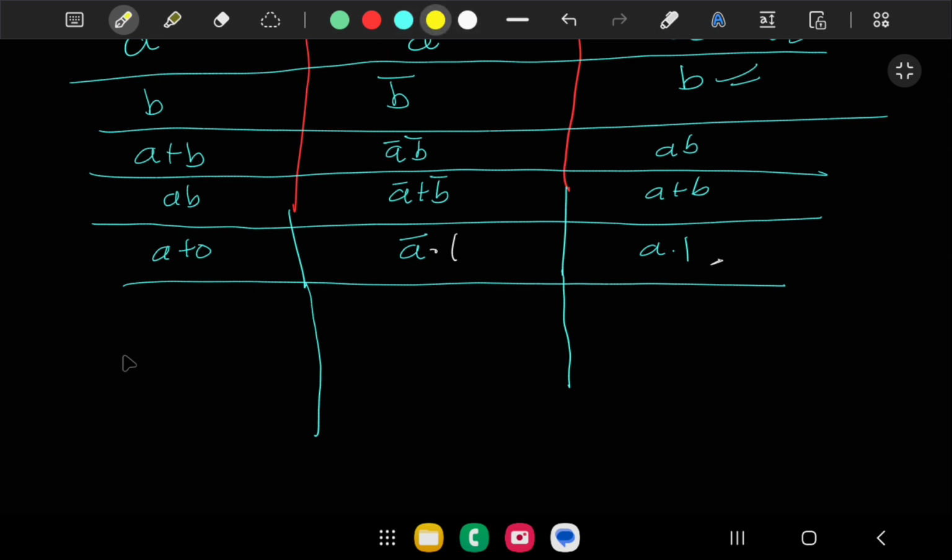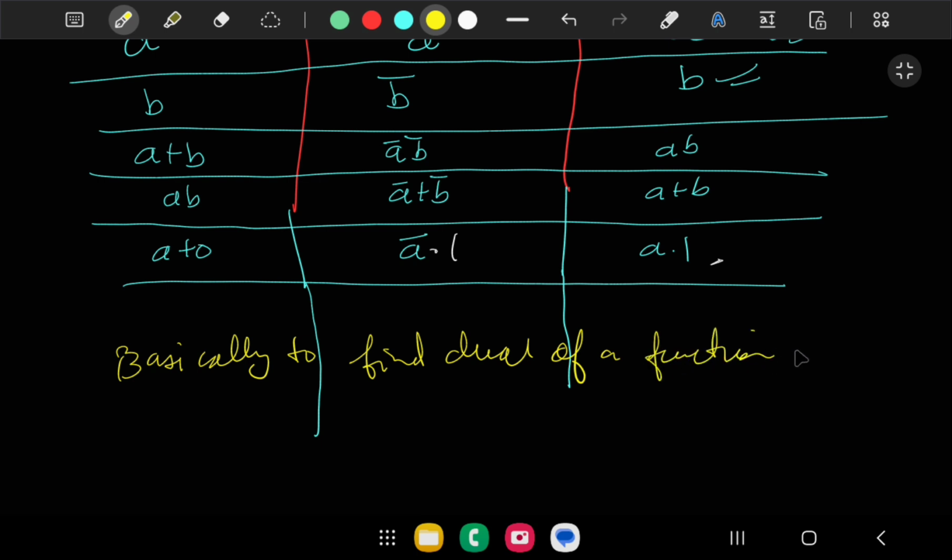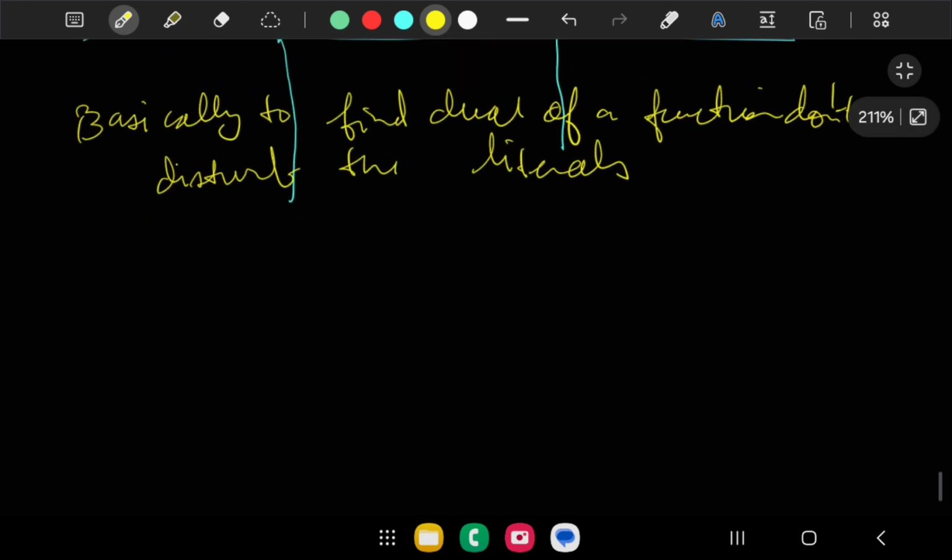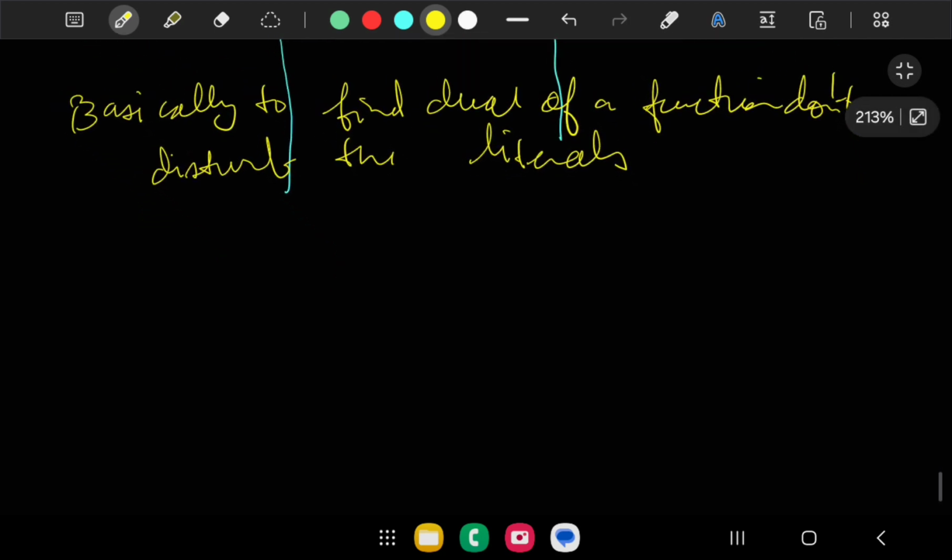Basically, to find the dual of a function, don't disturb the literals. Very simple. This is the only point.